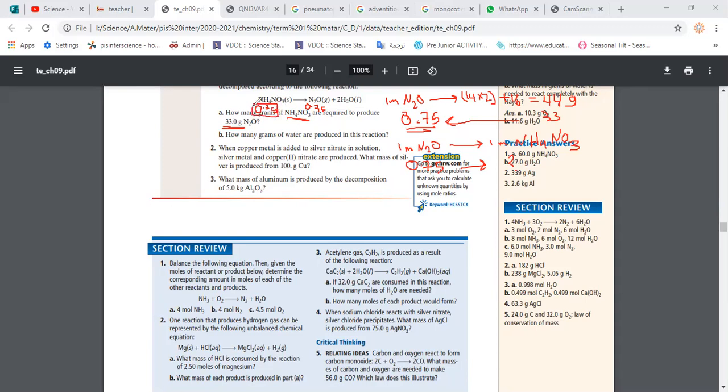Then we need to convert this number of moles into grams. So 1 mole of NH4NO3 equals how many grams? Let's find here. 14 plus 4 multiply 1, that's 4, plus 14 plus 3 multiply 16. So how much are they, guys? 14 plus 4 plus 14 is 32, plus 3 multiply 16, so overall they equal how many grams? Someone respond to me, guys. 80. So it equals 80 grams. So 1 mole of this equals 80 grams.